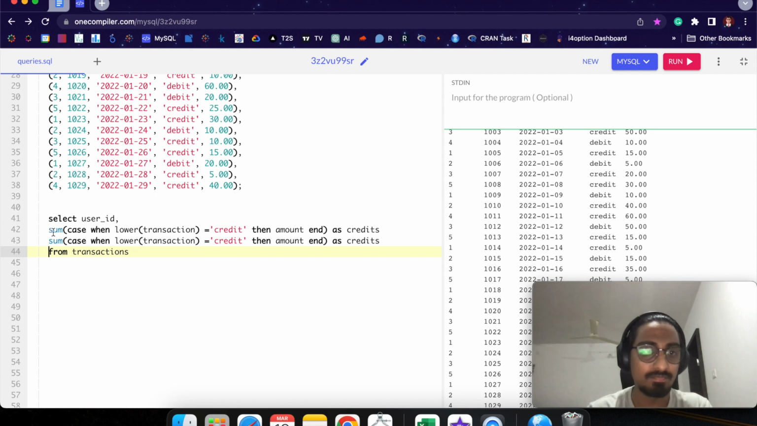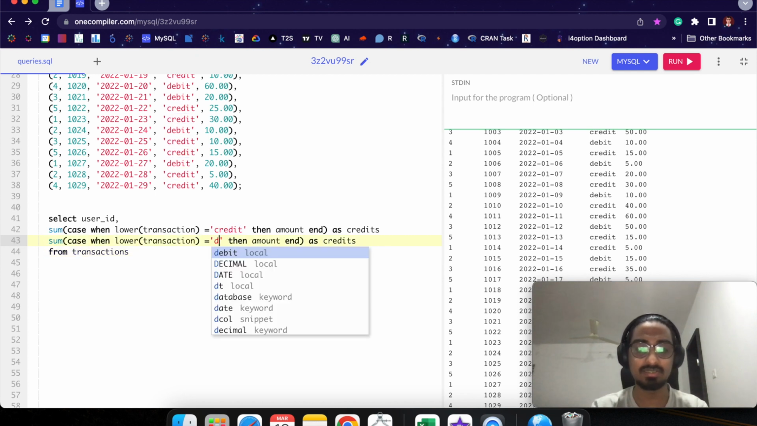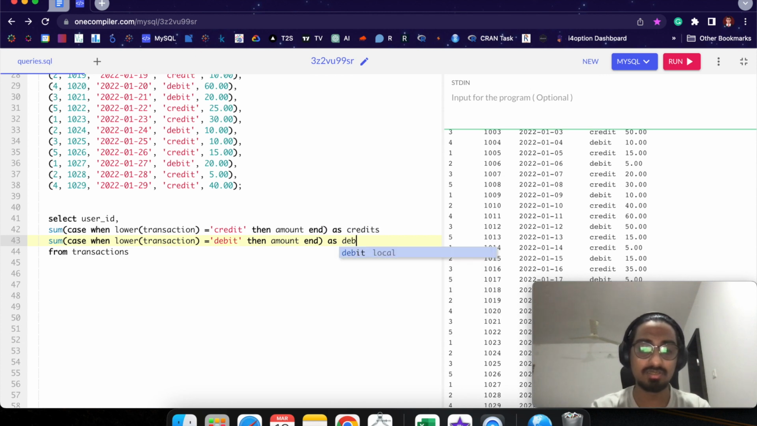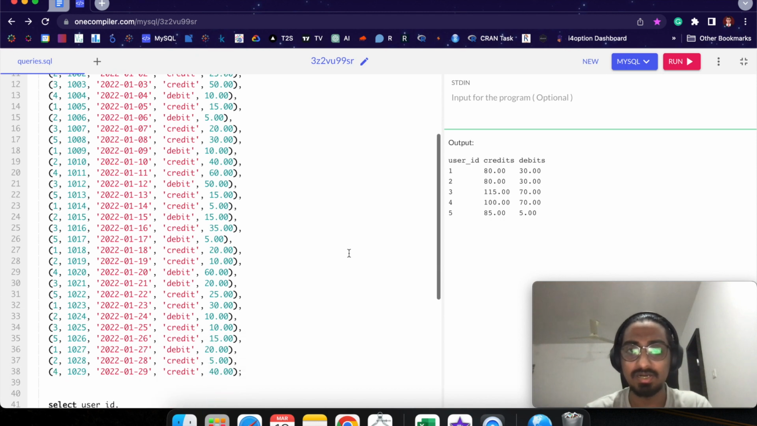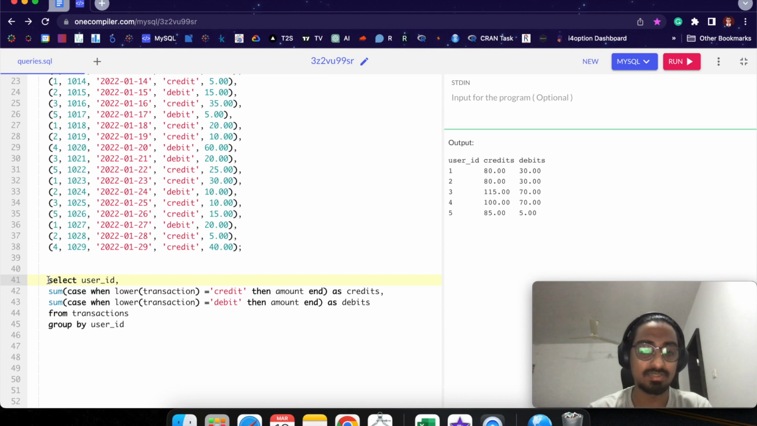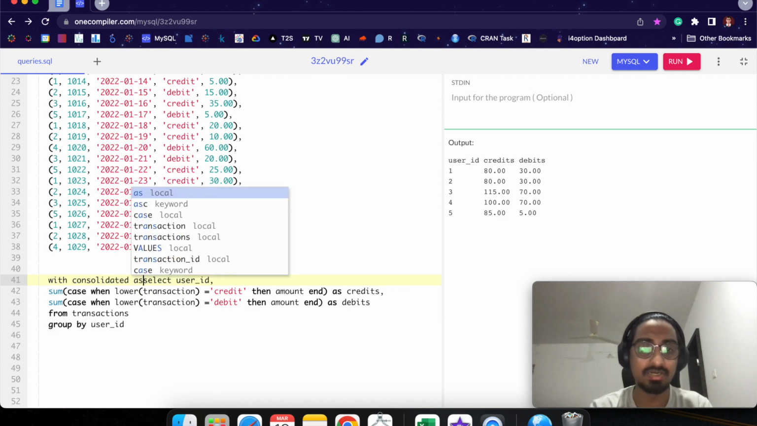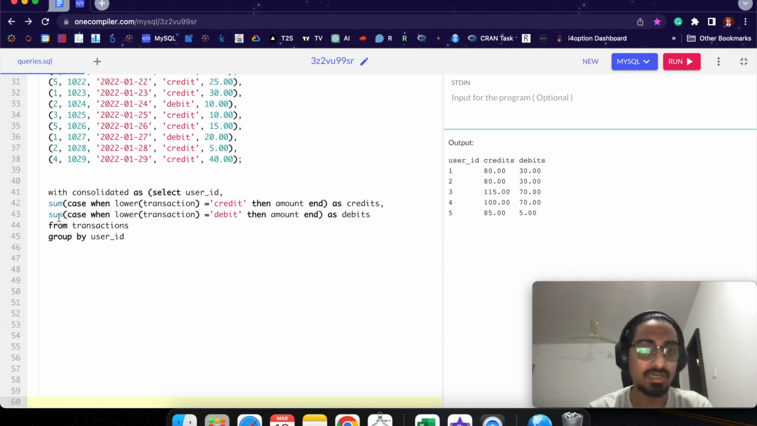So given we have grouped, we have summed these two. Given that we are aggregating these two columns, we will have to group it by the pivoted column. So yeah, here is the data. So now we would need credit minus debit as the amount. So let's put this as a CTE with consolidated as. So this is the name I'm giving my CTE, and let me put it in the parenthesis. Select all from consolidated. So yeah, we have the output.